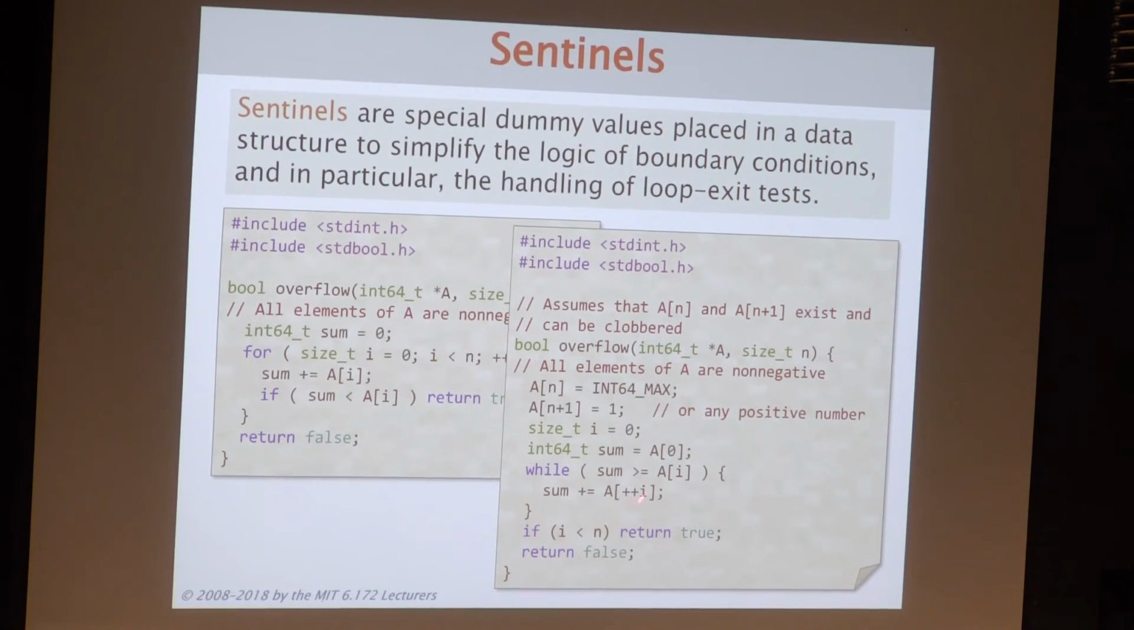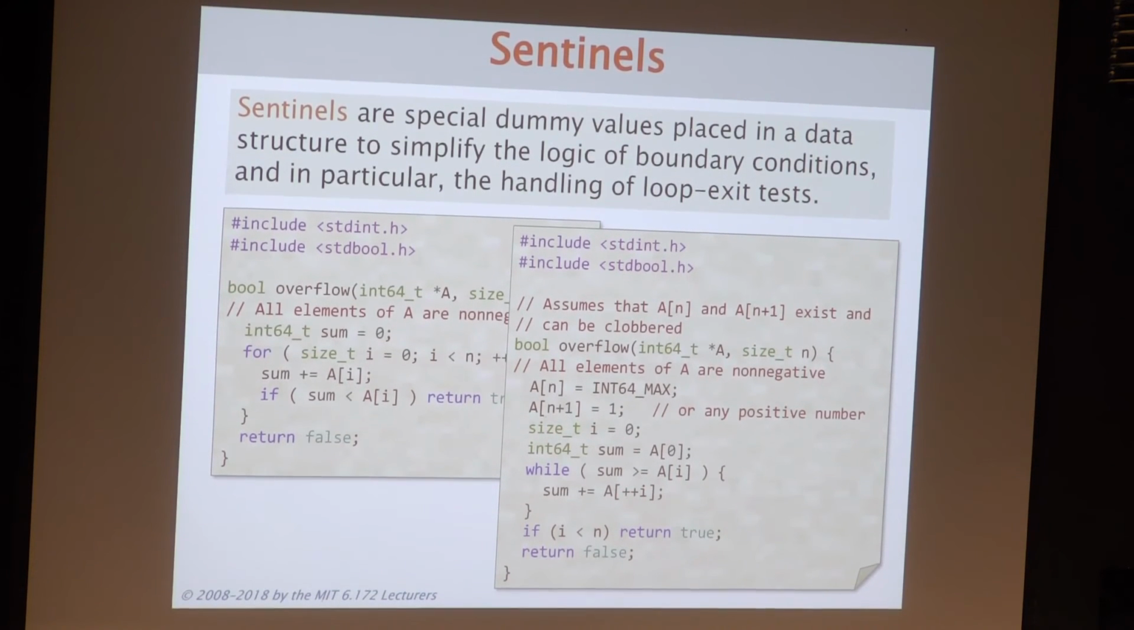OK, and this code here does the same thing as the thing on the left, because the only way I'm going to exit this while loop is if I overflow. And I'll overflow if A of i becomes greater than sum, or if the sum becomes less than A of i, which is what I had in my original program. And then otherwise, I'm going to just increment sum by A of i.